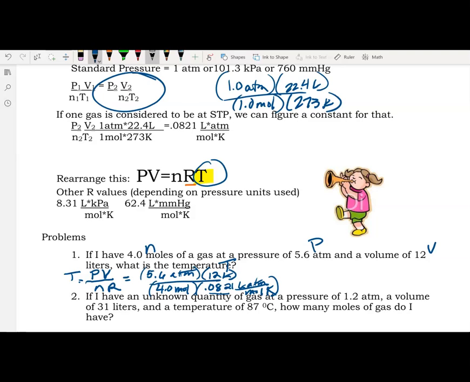Okay? If, instead of 1 atmosphere, we were to change this to 101.3 kilopascals, we would get that value. If we were to change that to 760 millimeters of mercury, which is also equal to 1 atmosphere, we would get this value. We aren't going to worry about those. We're going to make life simple, and we're going to stay in atmospheres.